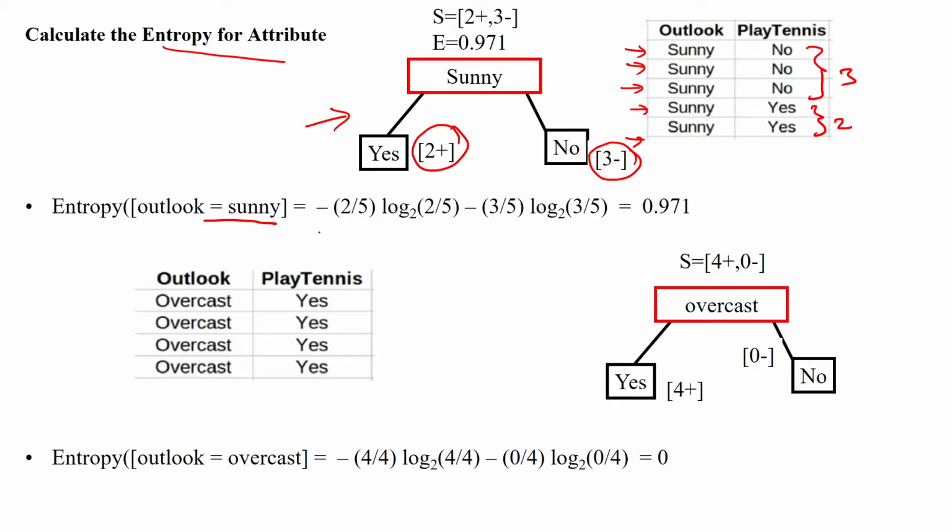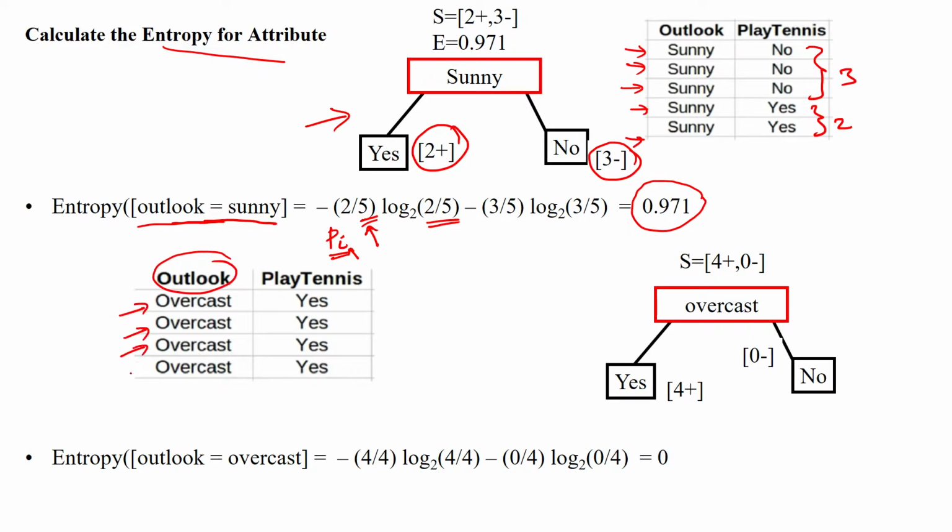When you substitute the values in that formula, minus p by total number of samples, here again look at that, pi means the number of positive samples when outlook equals sunny, divided by the total number of samples when outlook equals sunny. So minus 2 by 5 log base 2 of 2 by 5, and so on. When you substitute the values you get 0.971 when outlook equals sunny. Like that, the second value for outlook is overcast.